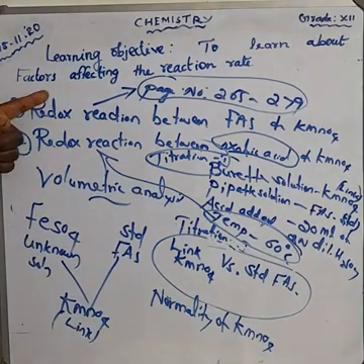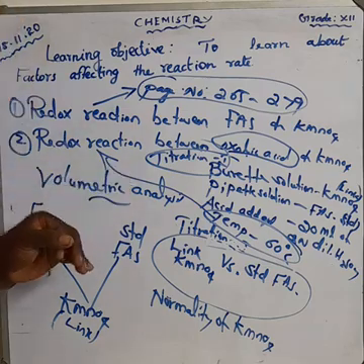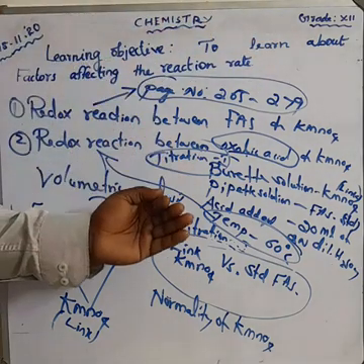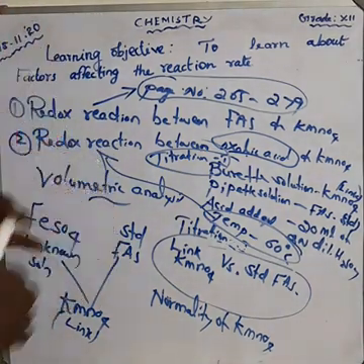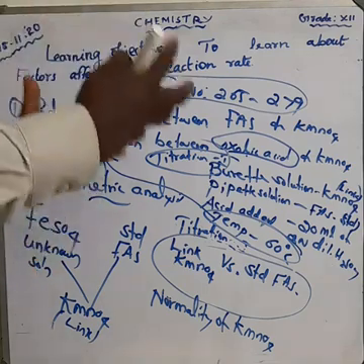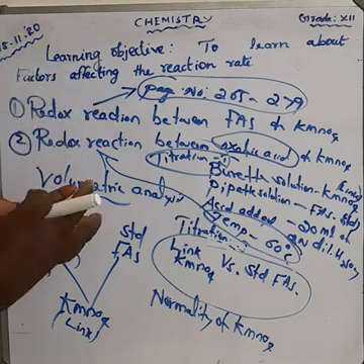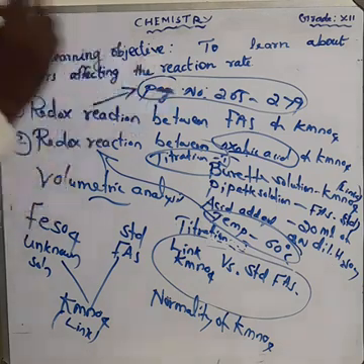Why? Due to the factors affecting the reaction rate. That is, the nature and the state of the reactants. This process depends on the nature of the reactants, so the reaction rates are different for different reactions. What is the first concept? The nature and the state of the reactants.